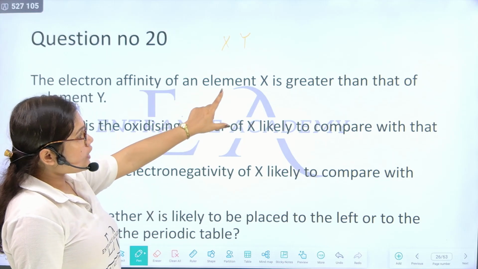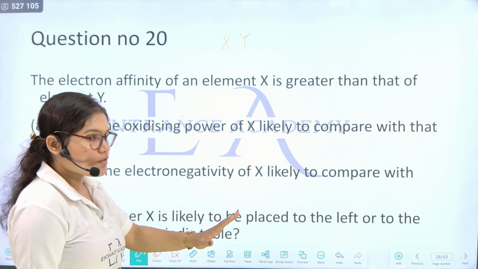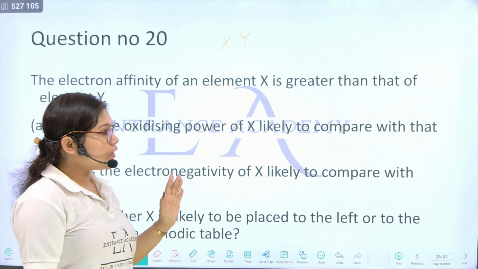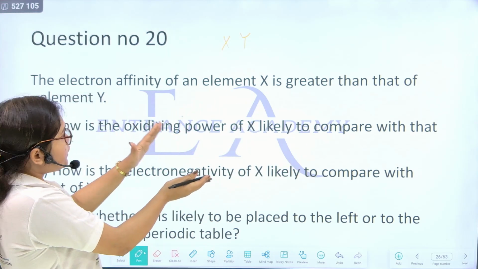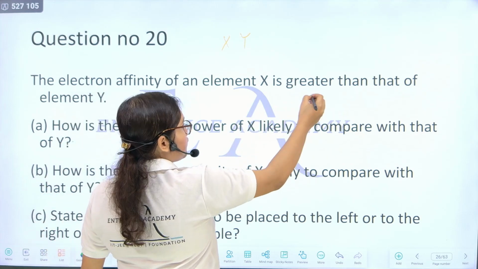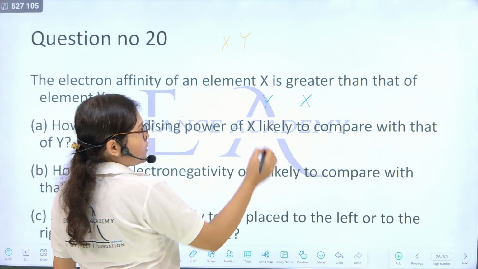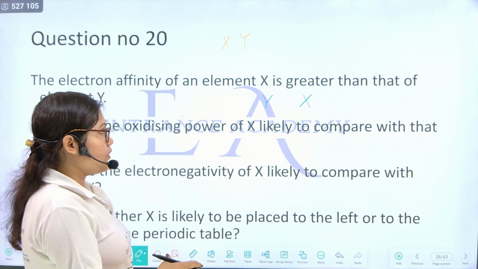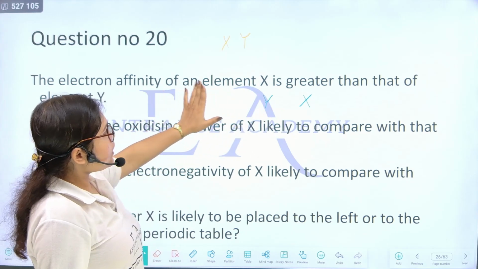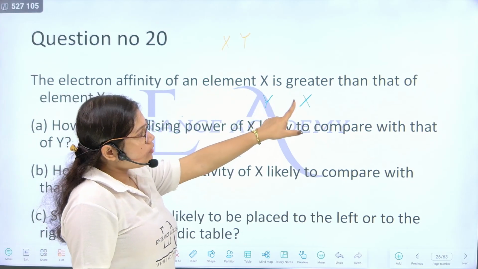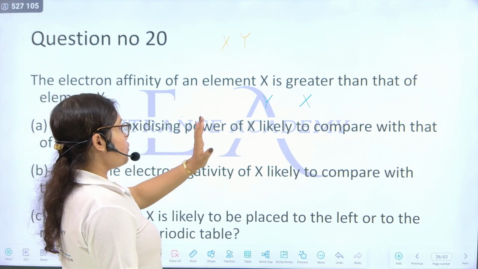Now the electron affinity of element X is greater than that of Y. We know the trend of electron affinity: left to right, electron affinity increases. So it is clear that X is on the right-hand side and Y is on the left-hand side in the periodic table. This is the position of these two elements, X placed right of Y.